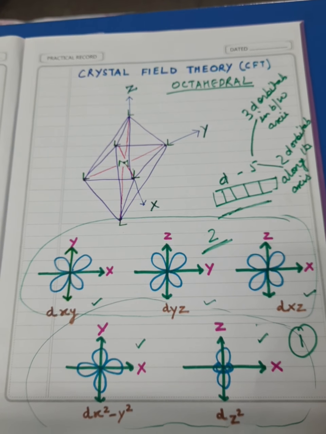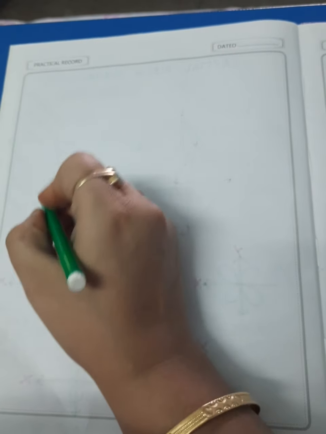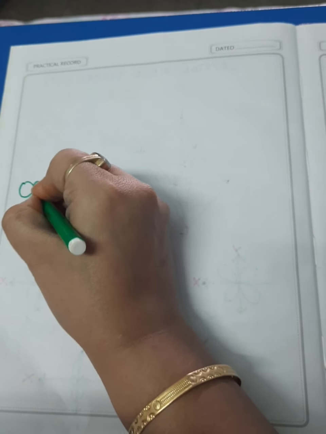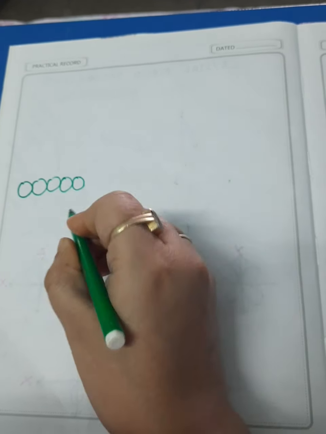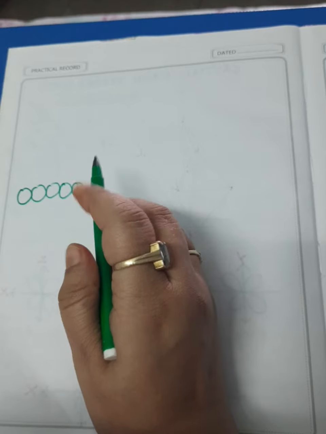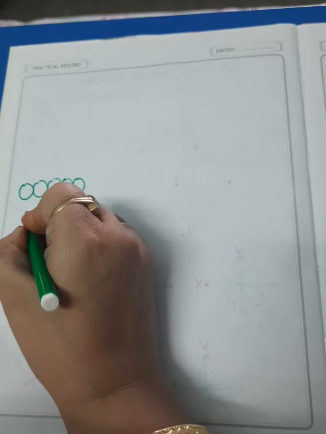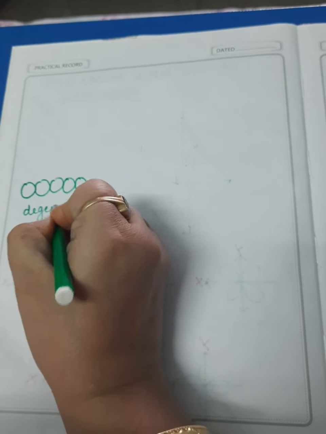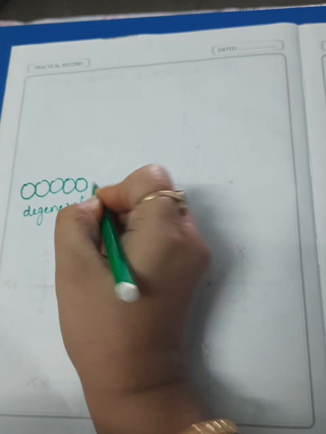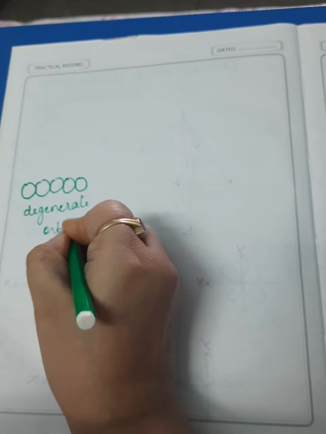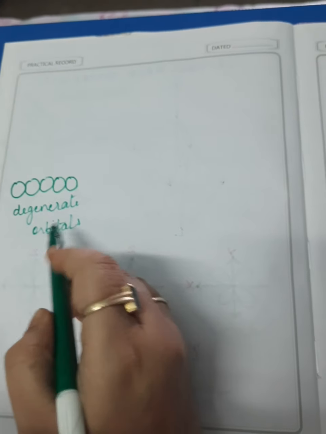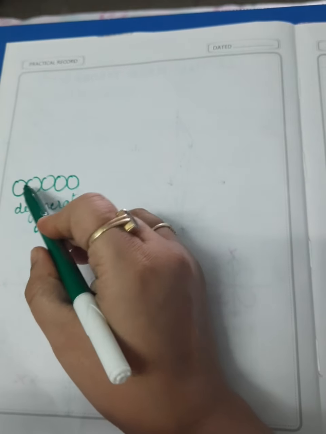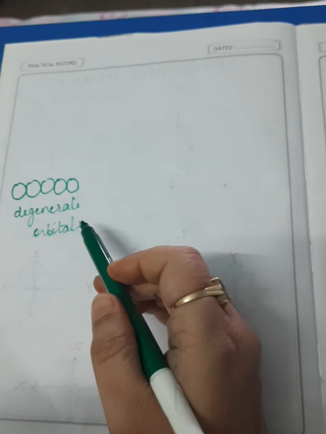Now, let us see how this splitting takes place. Dear students, these are 5d orbitals of the central metal atom or ion, before the ligand approaches. We call them degenerate orbitals. Why? Because all these 5 are of the same energy.